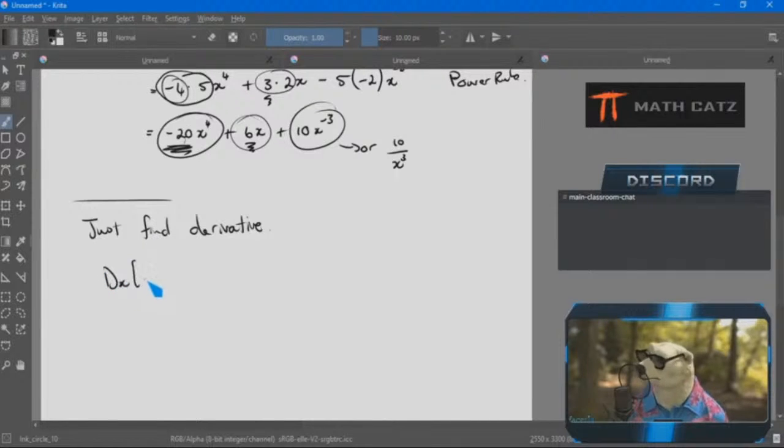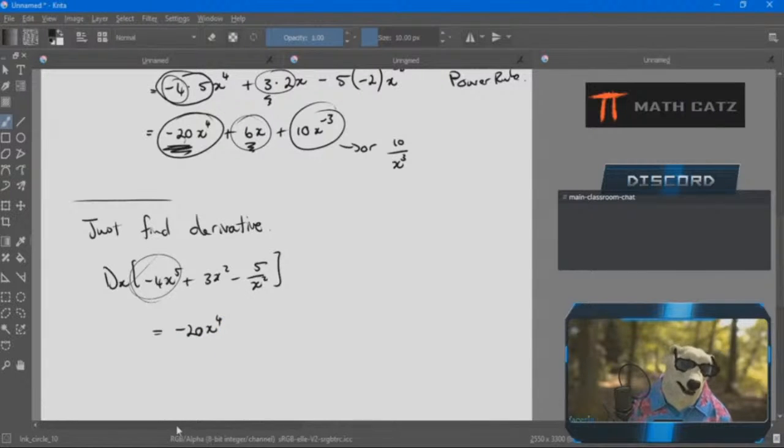Let me just copy it again here. What was it? -4x to the 5 plus 3x squared minus 5 over x squared. And I just want to find it. Let's suppose that's my goal. Then I can say, well, I've seen this now thousands of times, and I can merge it and say -20x to the 4. But be sure that you are ready for it.